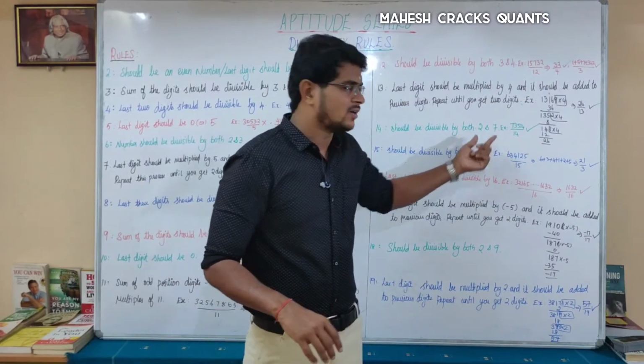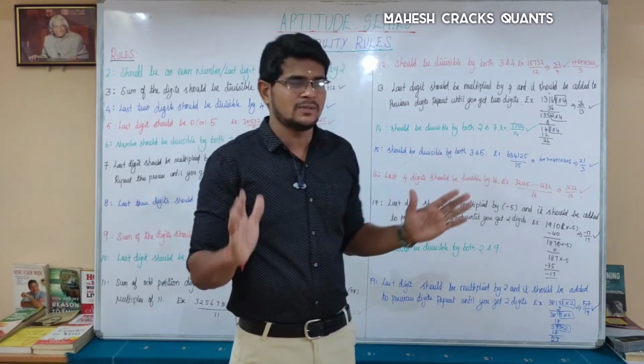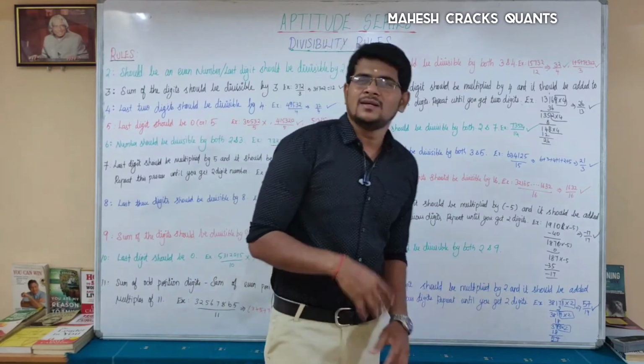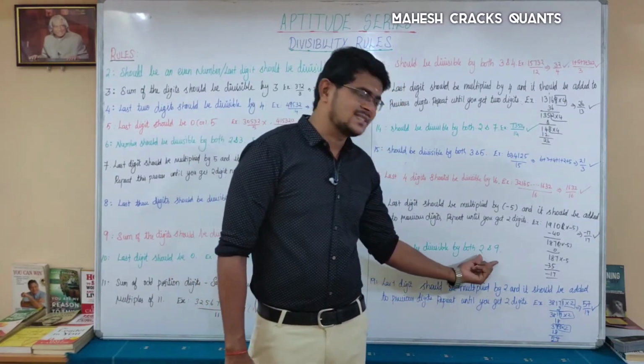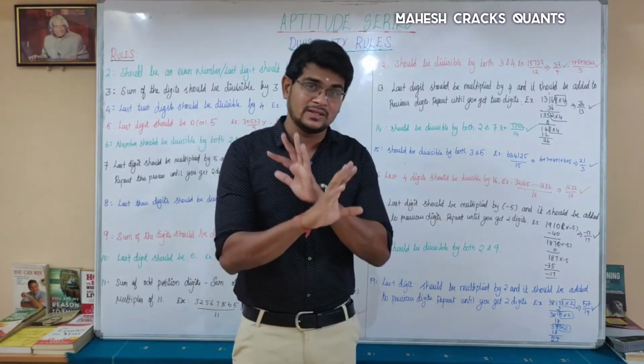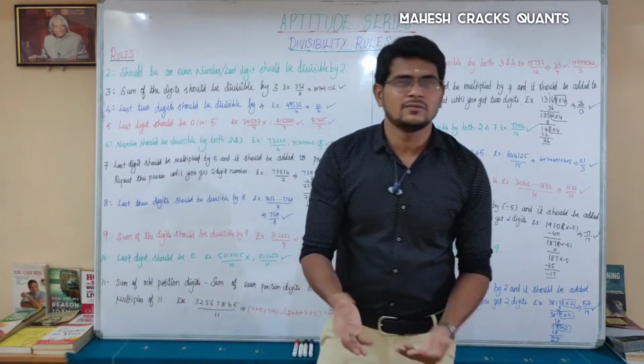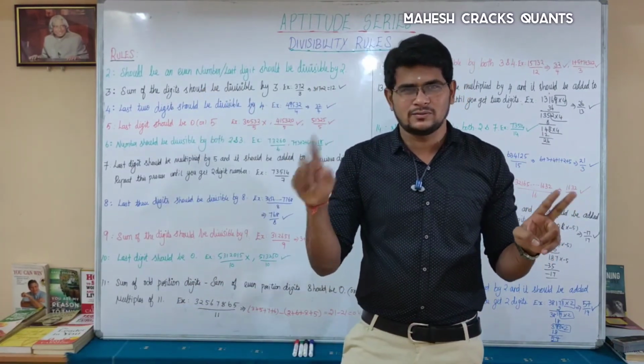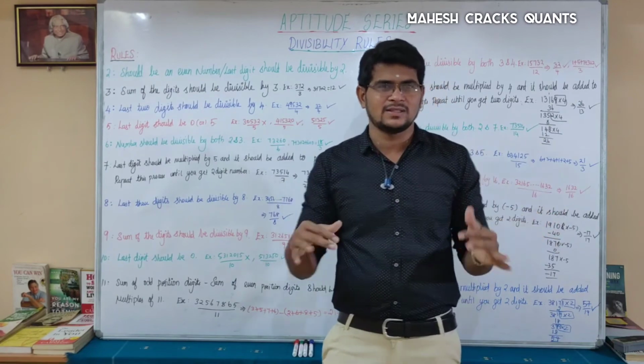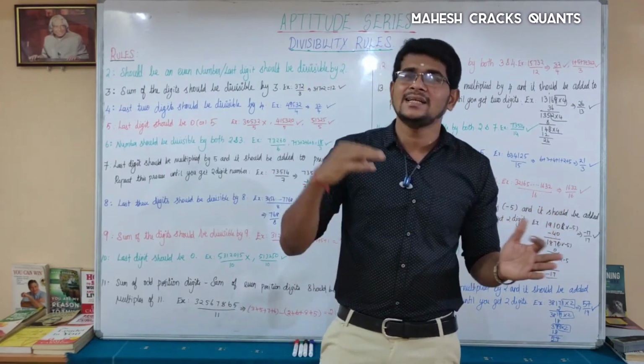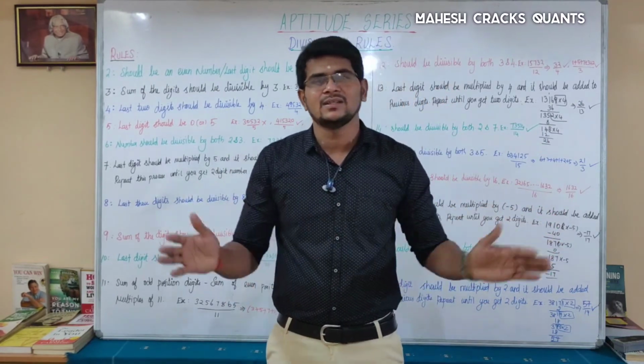2 and 7 don't have a common factor. 3 and 5 don't have a common factor. Likewise, 2 and 9 don't have a common factor. If you take 6 and 3, that has a common factor, so you should not take it. For 24 also, you should not take 2 and 12 because they have a common factor. For 24, you can take 3 and 8 because they don't have any common factor.